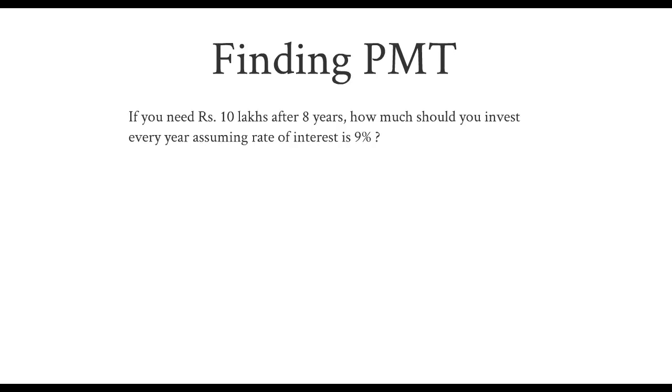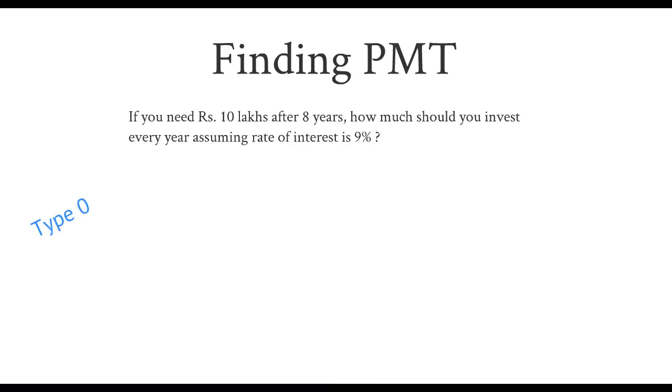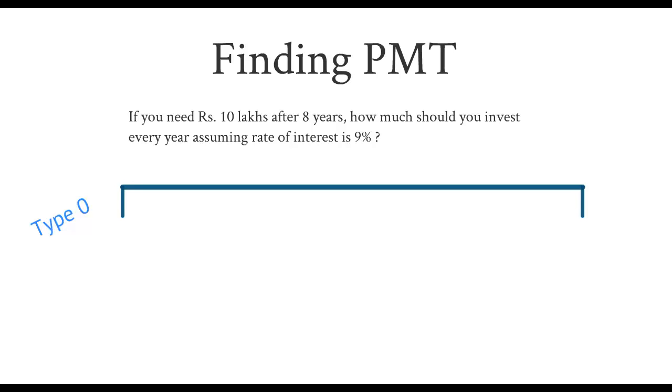Coming back to this question, let's try and plot a timeline. But there is one more thing that we need to define, the type as well. So let's define the type. You could have two different kinds of cash flows, type 0 cash flow and type 1 cash flow. Type 0 cash flow looks something like this. You need 10 lakh after 8 years, so your cash flows will happen at the end of each year.